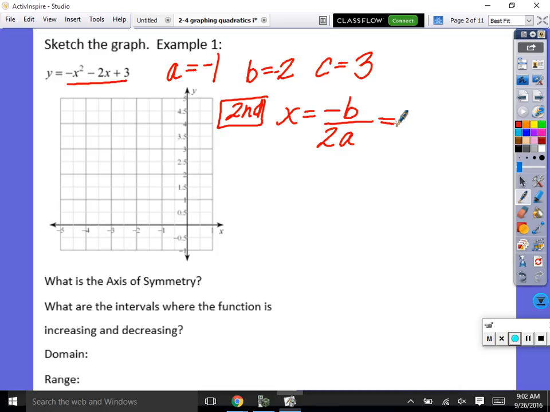Right? Does everybody see it? So the opposite of negative 2 is positive 2. Do you see why? A negative and a negative makes a positive. So I just say opposite of b instead of negative b. So we're going to have a 2 on top, and on bottom we're going to do 2 times a.